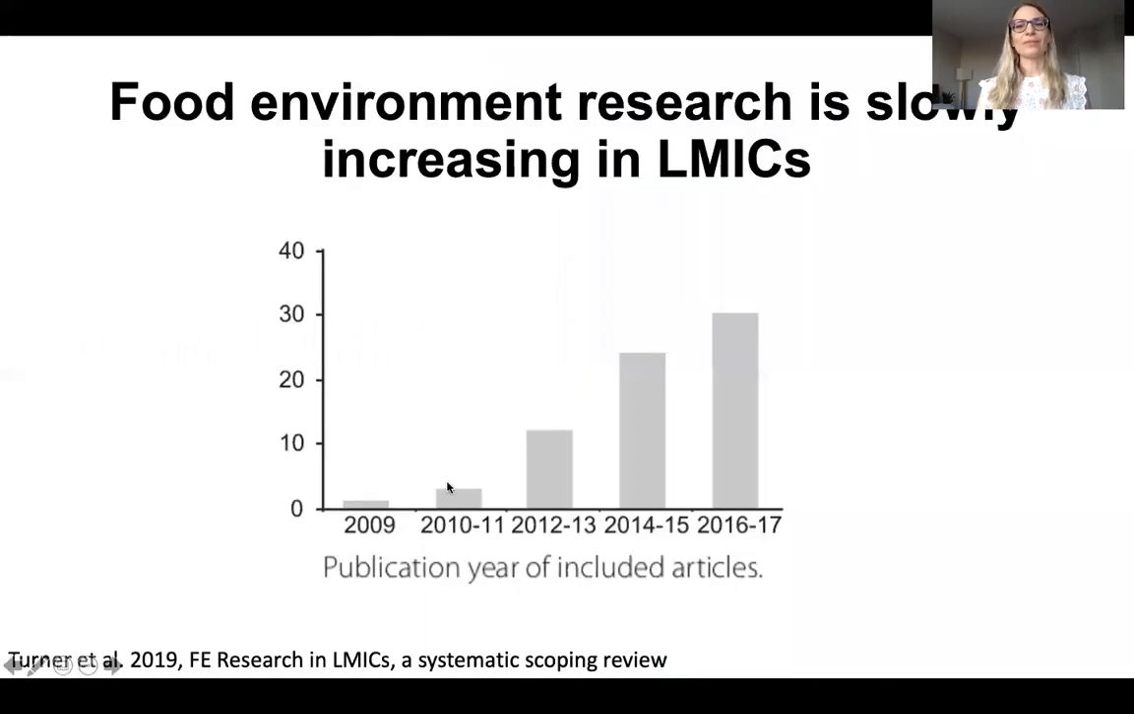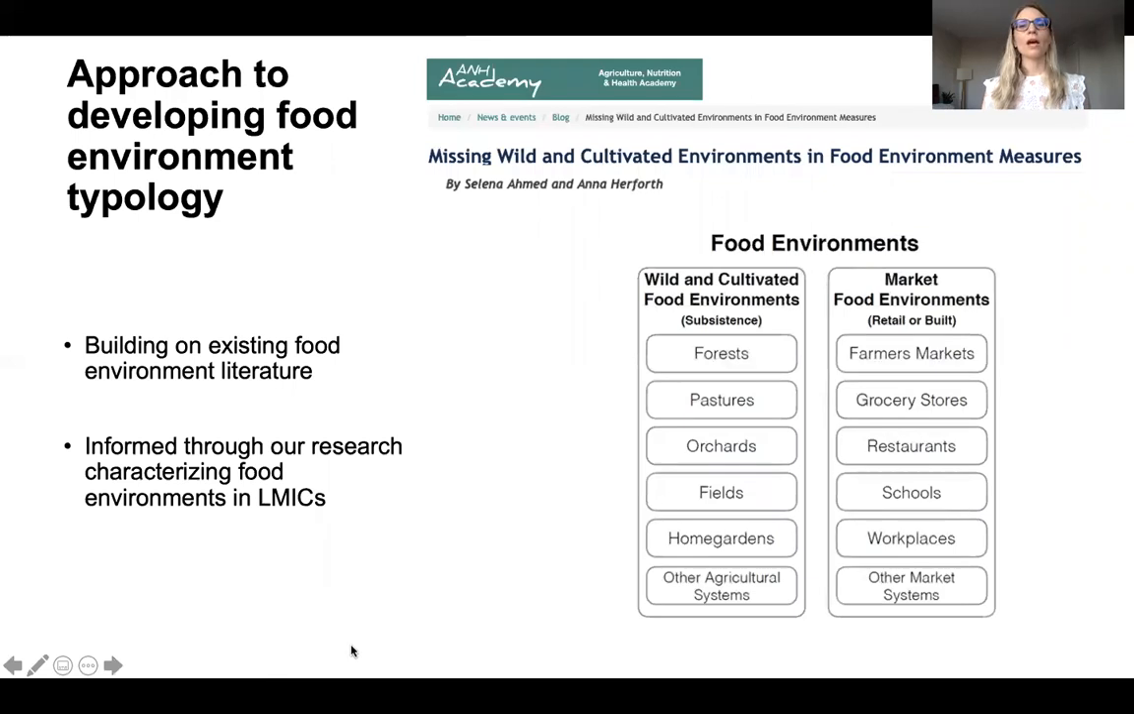So as I mentioned, food environment research is slowly increasing in low and middle income countries. This is from Chris Turner's paper that was published last year, and this graph is looking at the publications coming from low and middle income countries over time. And you can see that that's obviously increasing, but it's still quite low. And so when you look at food environment literature, the majority is still coming from high income countries. And the majority of that is really focused on the built retail environment. So there needs to be more broad thinking around the food environment and what that entails when we're thinking about low and middle income countries.